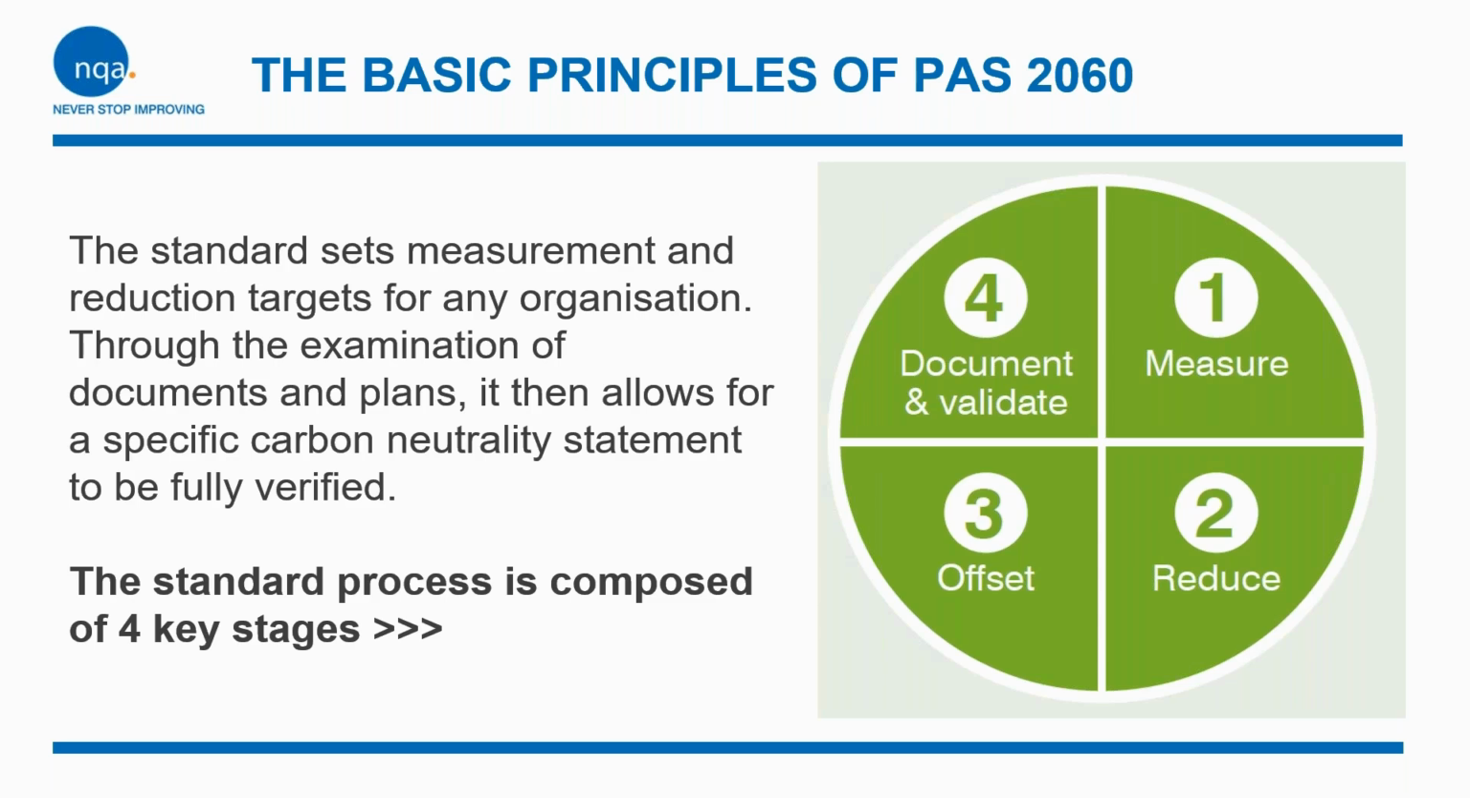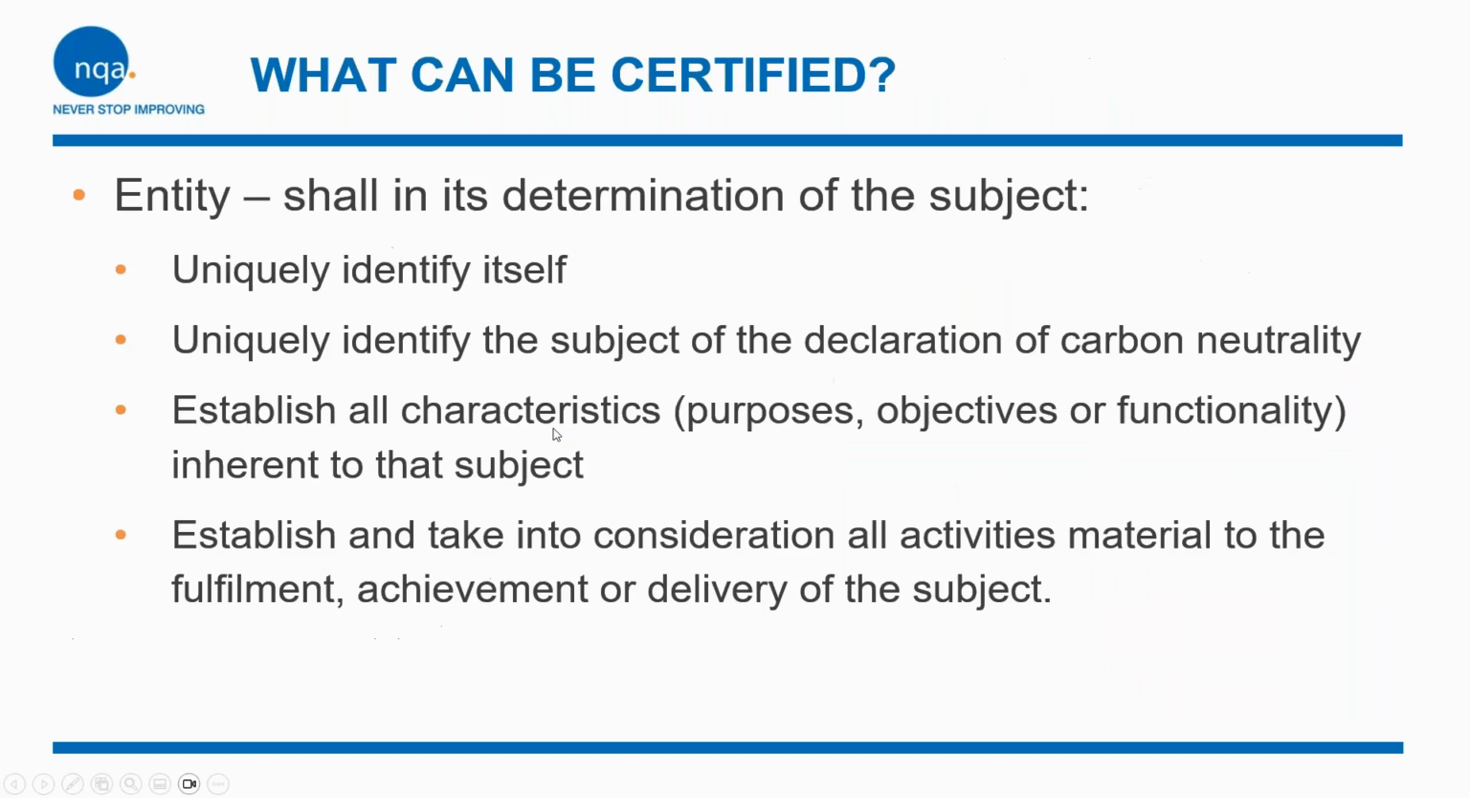And it allows for, once that's been through, a specific carbon neutrality statement to be fully verified. And that's done through the examination of documents, evidence. Yes, spreadsheets, as I said earlier, it's very similar to financial accounting, except we're dealing in kilograms and tons of carbon, and also forward-looking plans, because it is all about that trajectory as well, that trajectory of reducing. It's not about offsetting and just standing still.